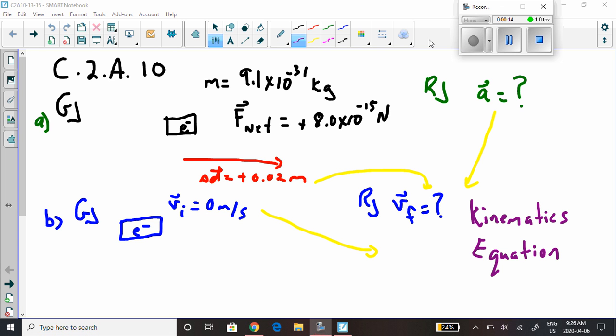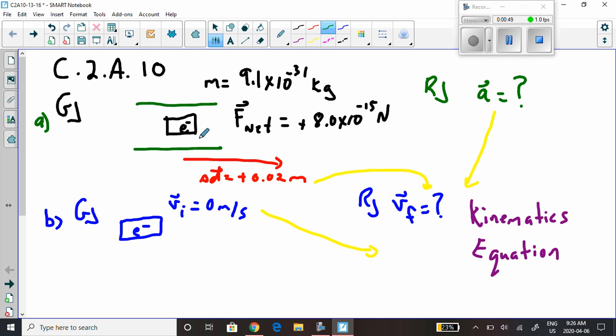So this is Chapter 2, assignment question 10, and there's an electron. Here's my electron, and it's in some type of electronic tube. The mass of the electron is given. When it's in this tube, it experiences this net force right there. They want us to calculate the acceleration. Well, if you know the mass of the object and you know the net force, you should be able to calculate the acceleration. It's pretty straightforward.